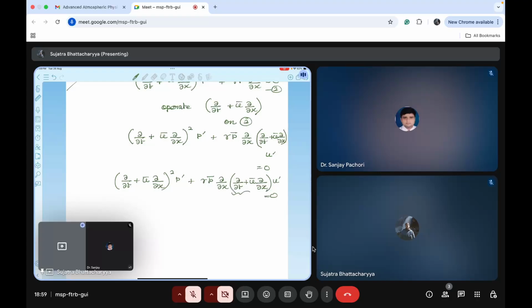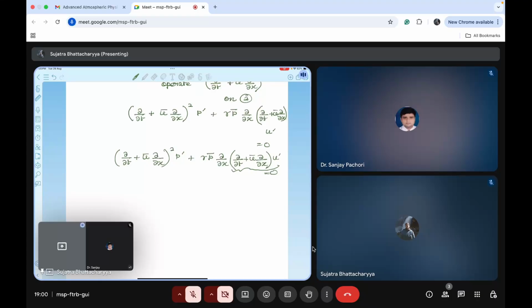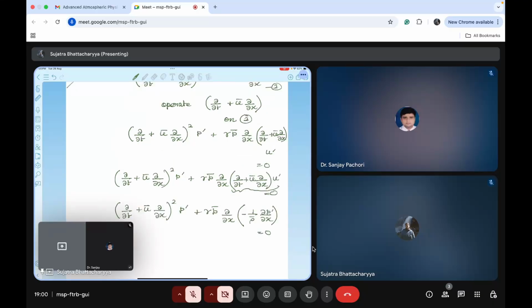Look at this term, del T plus U bar del X of U dash. See this. So what is that? Negative of this term. So just put that in this equation. So the same will be here: del T plus U bar del X whole square P dash plus gamma P bar del del X of minus 1 by rho bar delta P dash by delta X. Correct? This is equal to 0.